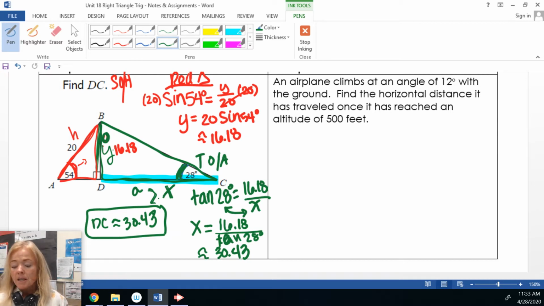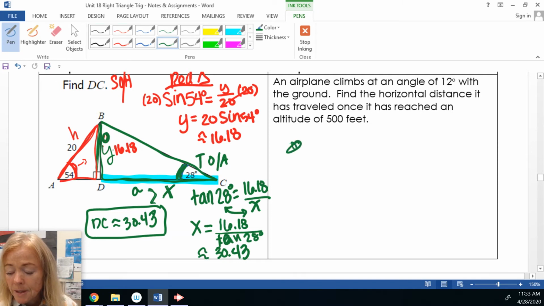Next one, it says, an airplane climbs at an angle of 12 degrees with the ground. Find the horizontal distance it has traveled once it has reached an altitude of 500 feet. All right, now this is a great opportunity to see an application problem for this trig. They use trigonometry all the time in flight. So we have an airplane here, and don't laugh at my airplane. It's leaving the ground, and its flight path climbs at an angle of 12 degrees.